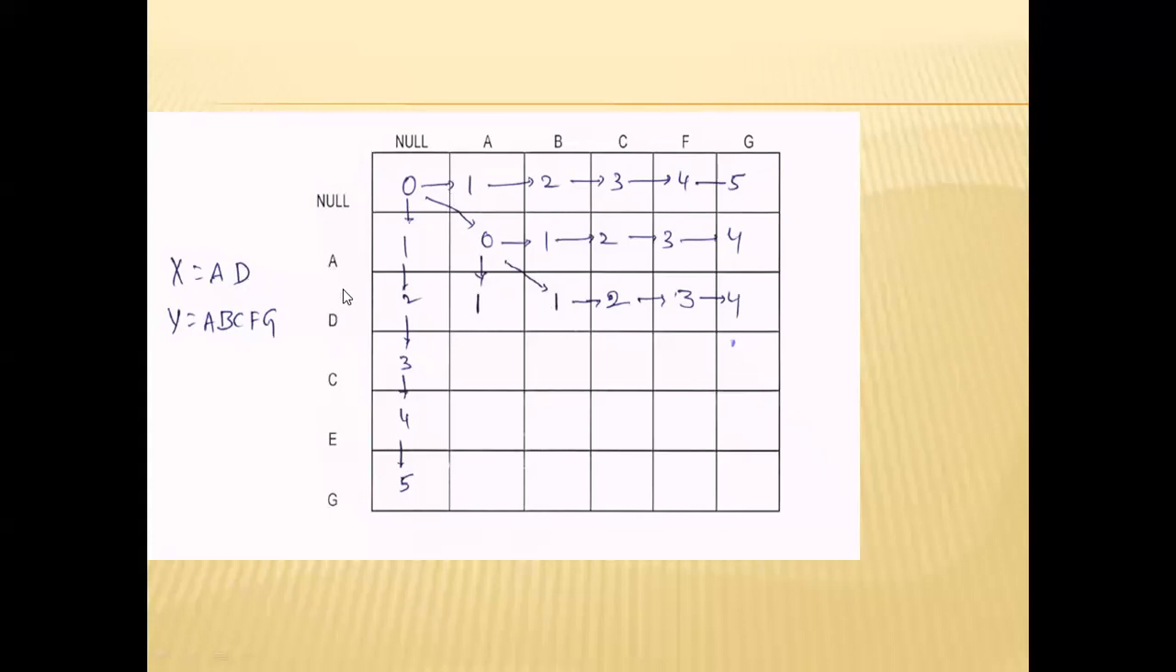Next one, AD converted into ABC. So we are inserting the C value, and the inserting operation is represented by a horizontal arrow. Next one, to convert AD into ABCDF, again insert F. So the number of operations is 3. Next, to convert AD into ADBCFG, again inserting G, so the total number of operations is 4.